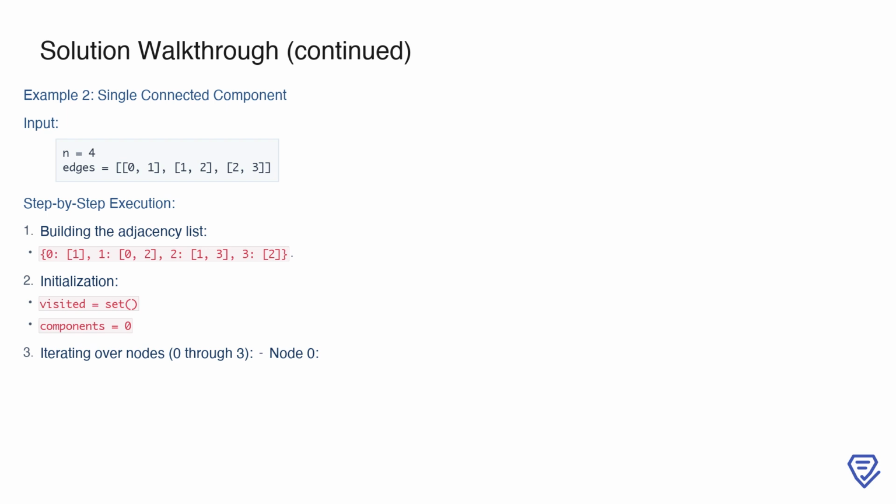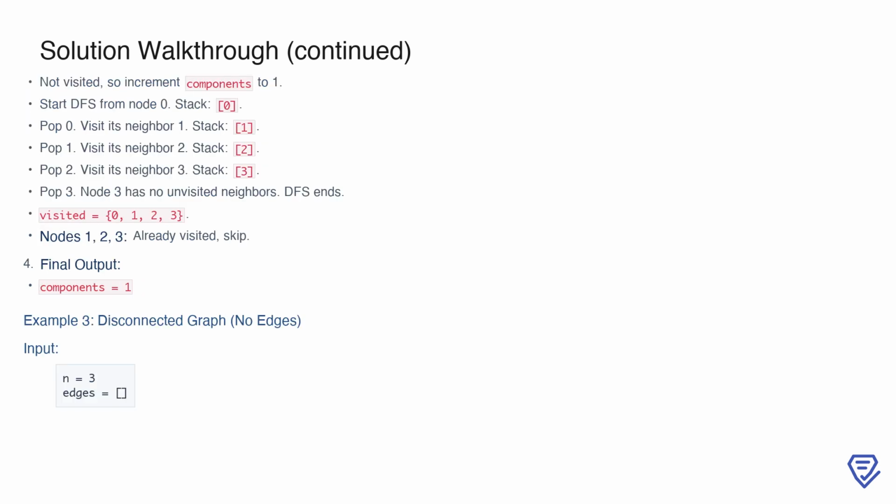With the adjacency list ready, we initialize an empty visited set and set components to 0. Now we iterate through the nodes, beginning with node 0. Node 0 hasn't been visited, so we increment components to 1 and start a DFS. The stack contains just node 0 initially.